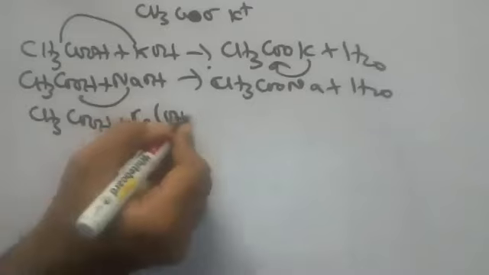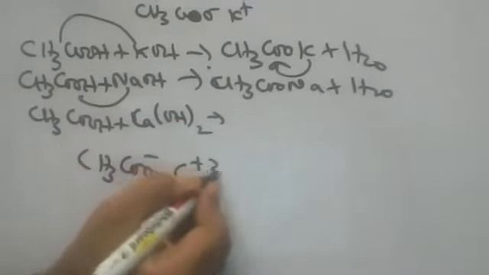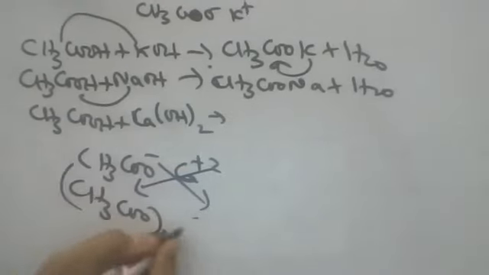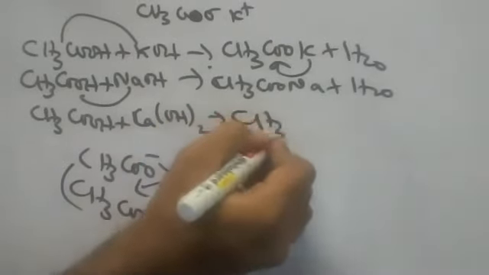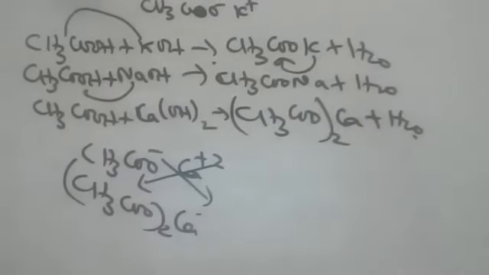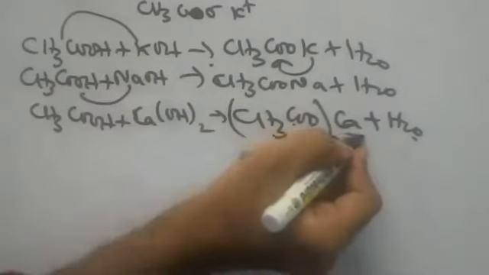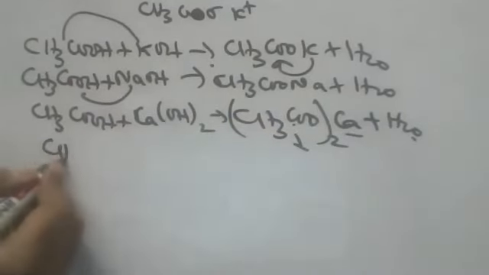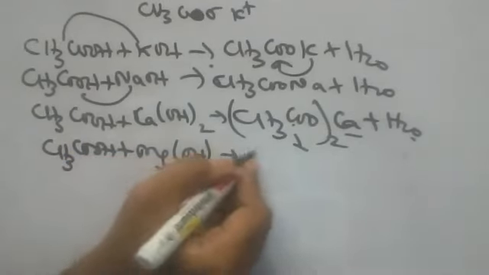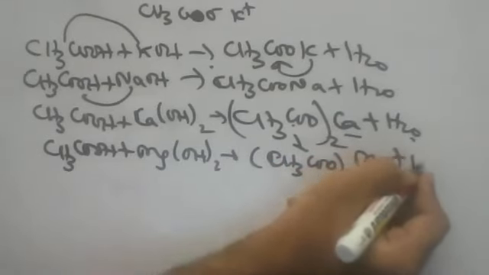Next, CH3COOH plus calcium hydroxide. Children, here listen carefully. CH3COO is minus, Ca is plus 2. 2 comes here, minus 1 goes there. (CH3COO)2Ca plus H2O, calcium acetate. What is it called, children? Calcium acetate. Okay, basic part, acidic part. CH3COOH plus Mg(OH)2. Same, children. Magnesium acetate plus H2O.